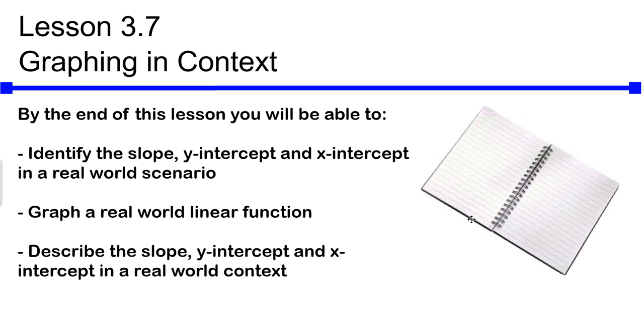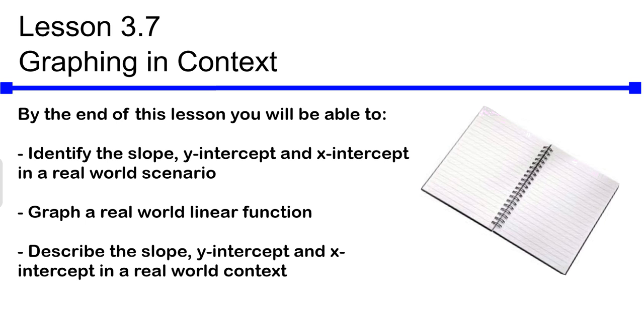Lesson 3.7, Graphing in Context. By the end of this lesson, you'll be able to identify the slope, y-intercept, and x-intercept in a real-world scenario, graph a real-world linear function, and describe the slope and y-intercept and x-intercept in a real-world context.